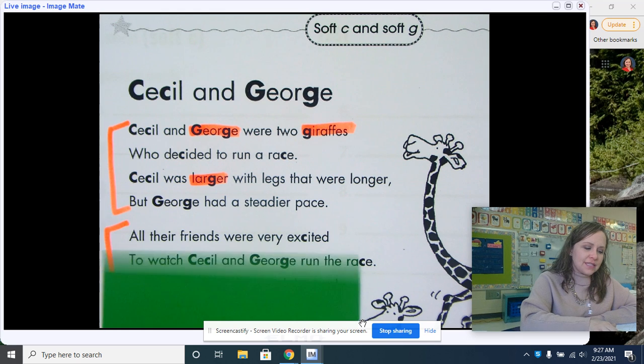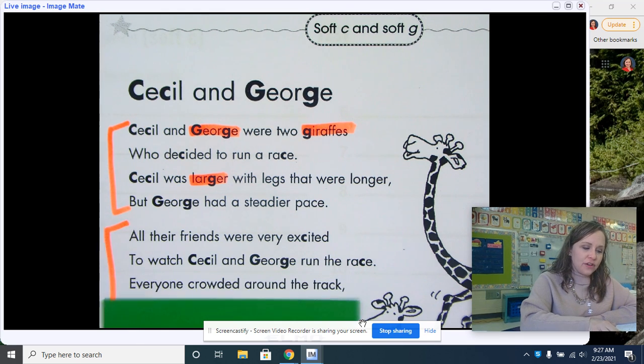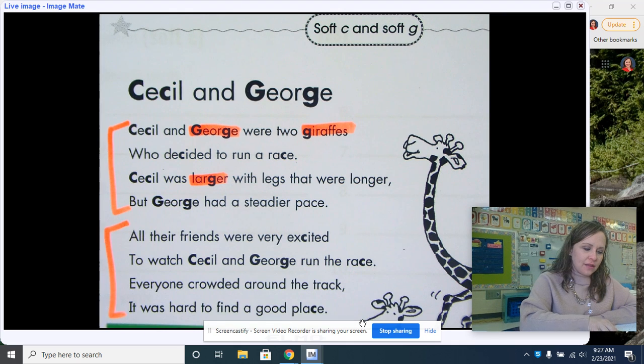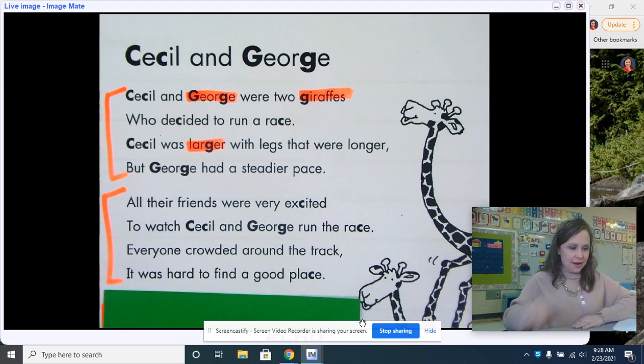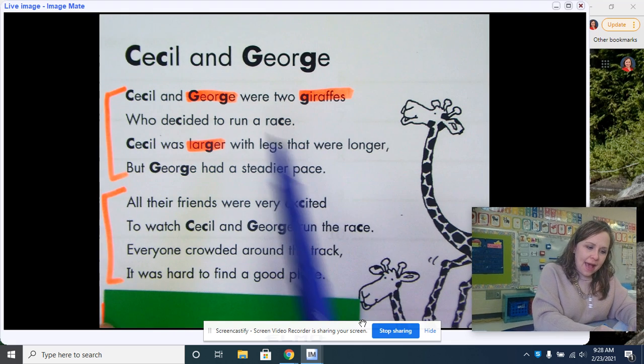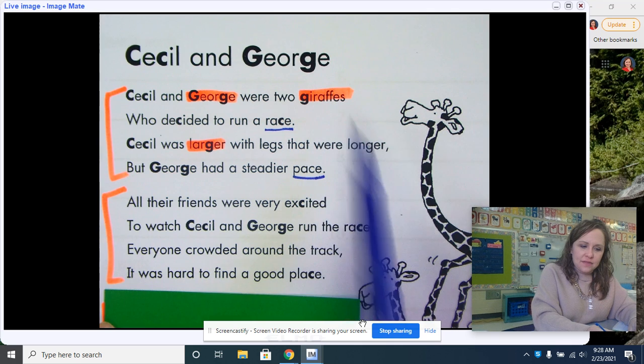All their friends were excited to watch Cecil and George run the race. Everyone crowded around the track. It was hard to find a good place. All right. So these 2 giraffes are running a race. The next thing that I want to do is look at the rhyming words. So I see race and pace, giraffes and longer.